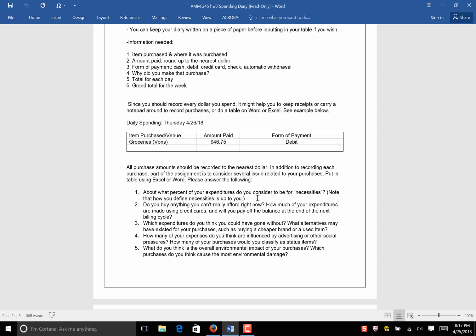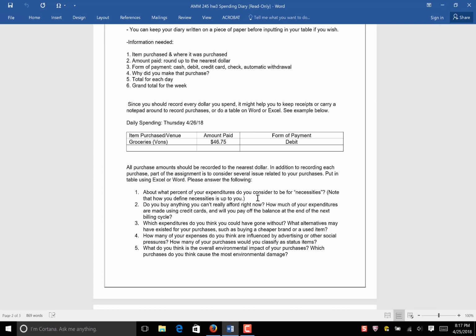Okay, do you buy anything you can't really afford right now? How much of your expenditures are made using credit cards, and will you pay off the balance at the end of the next billing cycle? If not, you can also say when you think you could pay off the balance, so like in 2 or 3 months. Which expenditure do you think you could have gone without? And after identifying that, what alternatives may have existed for your purchase, such as buying a cheaper brand or a used item or modifying something you already had?